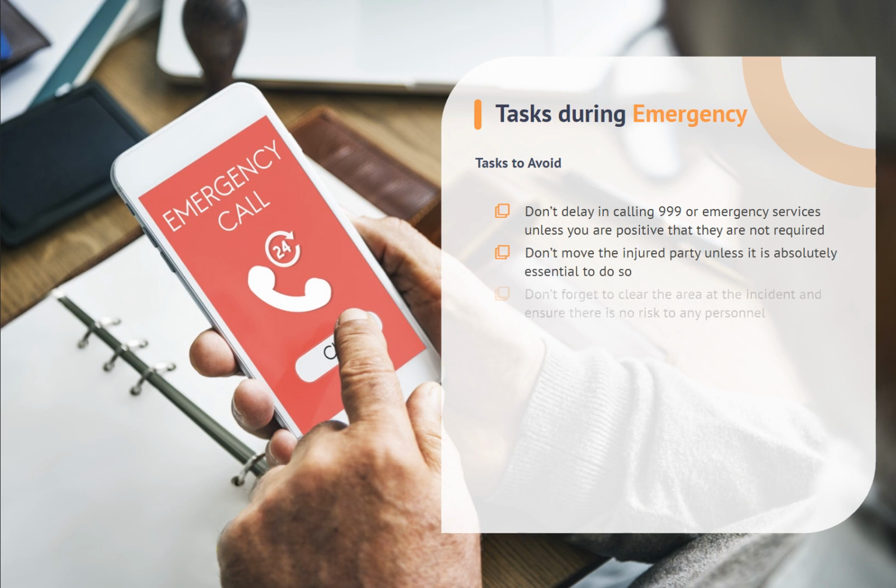Tasks to avoid. Don't delay in calling 999 or emergency services unless you are positive that they are not required. Don't move the injured party unless it is absolutely essential to do so. Don't forget to clear the area at the incident and ensure there is no risk to any personnel.